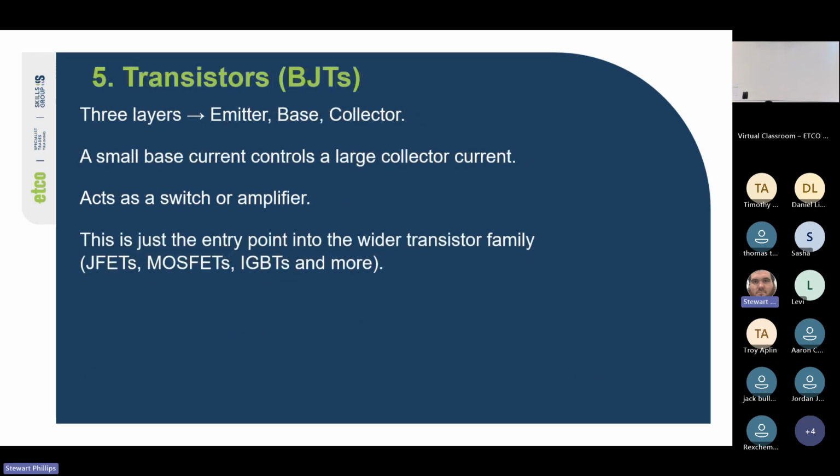Cool. So our transistors, or our BJTs. So they have three layers: your emitter, your base, and your collector. So the small base current controls a large collector current. It acts as a switch or amplifier.